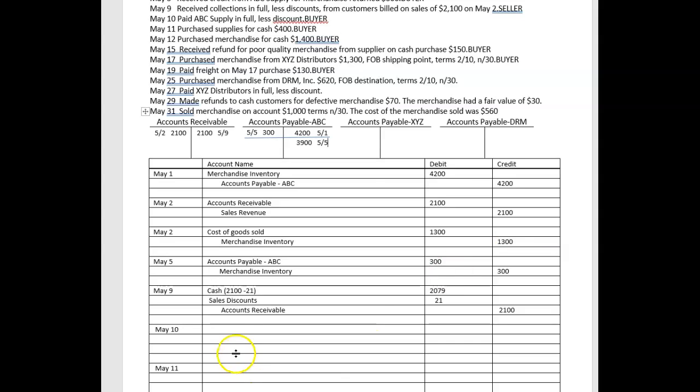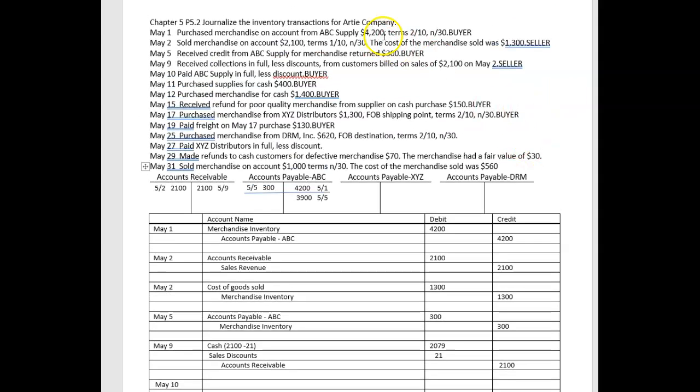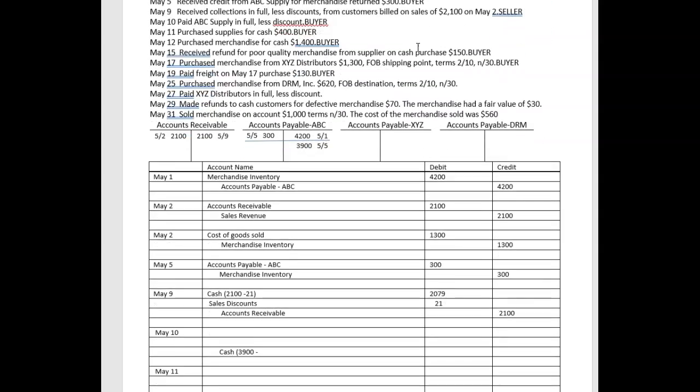All right, so we're going to figure out the amount of cash. So cash is going to be reduced. So we're going to credit cash because it is within the discount period. The amount owed is $3,900 minus, if you scroll up here, the 2% discount because it's within 10 days.